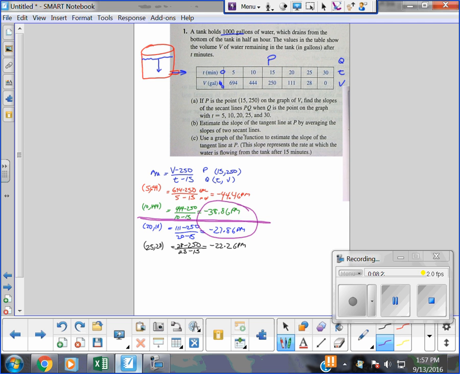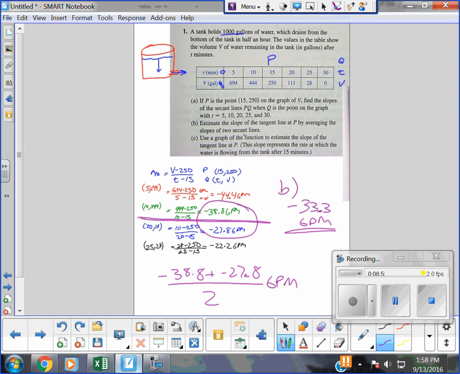So if I'm going to average two secant lines, I want to average the secant lines that are closest. So I'm just going to average negative 38.8 gallons per minute plus negative 27.8 gallons per minute, divided by 2. And for letter B, I'll grab my calculator: 38.8 plus 27.8. I dropped the negatives out loud, but I know it's negative. Negative 33.3 GPM. There's letter B.